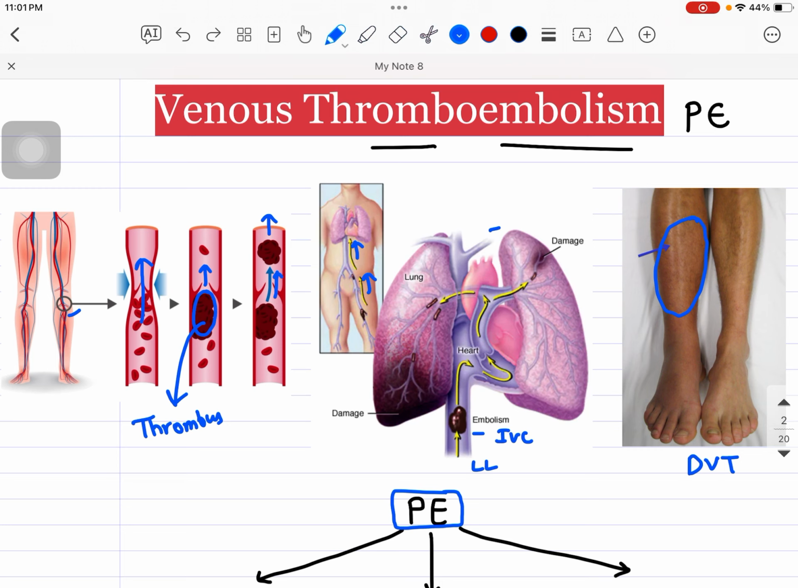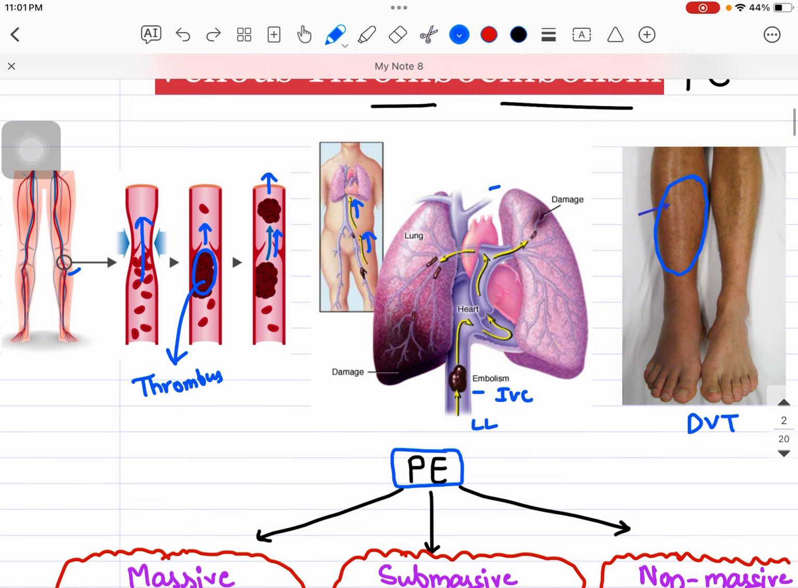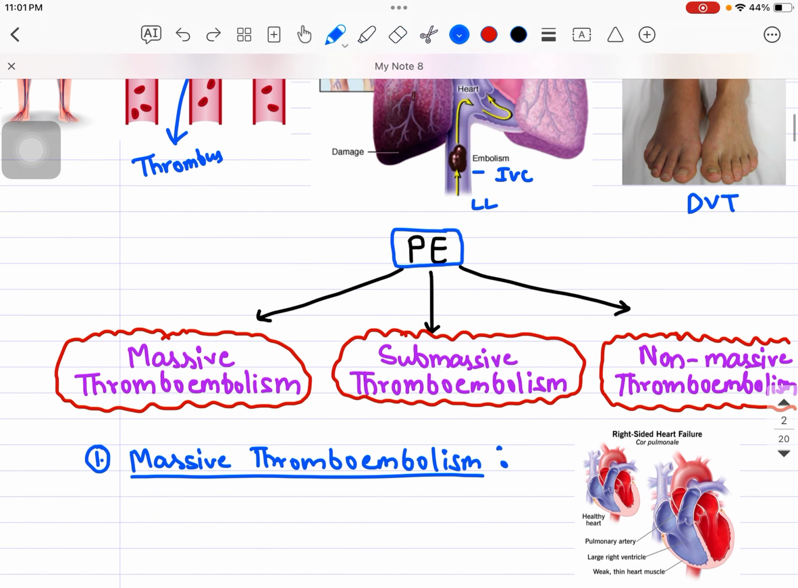Okay, so if we move further in pulmonary embolism, which is now called venous thromboembolism, it has basically three types, guys. What are these three types? They have divided it into massive thromboembolism, submassive thromboembolism, and non-massive thromboembolism. So we have basically three types.